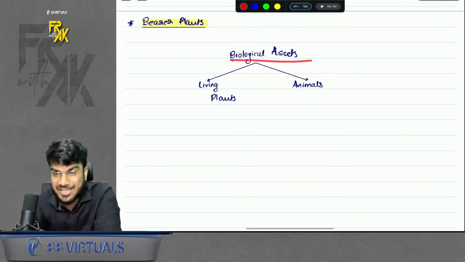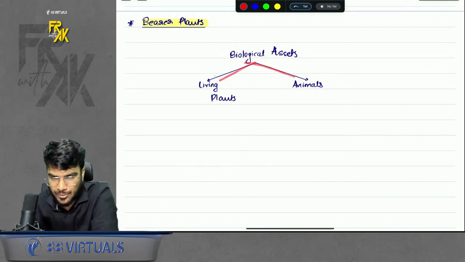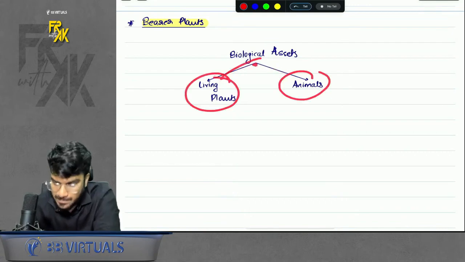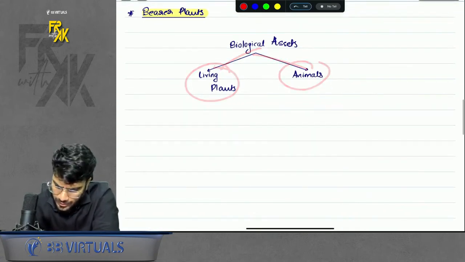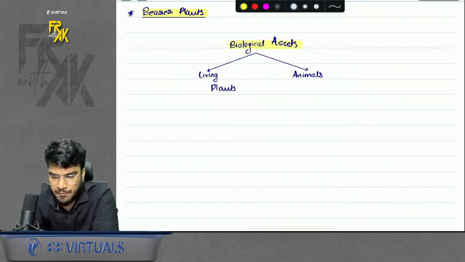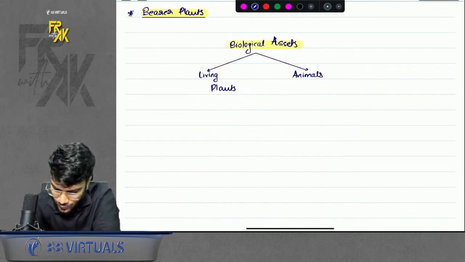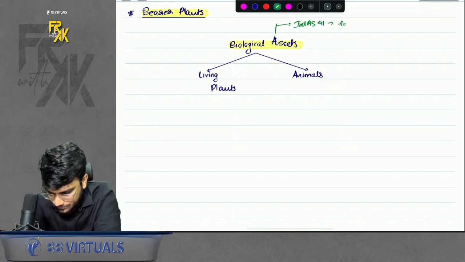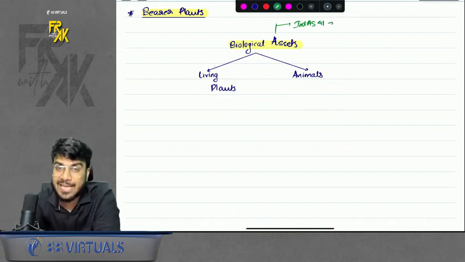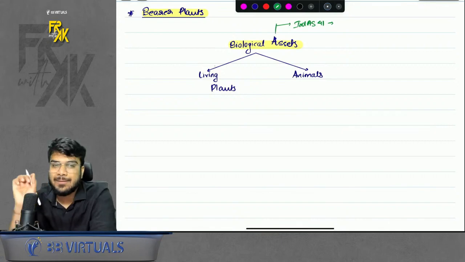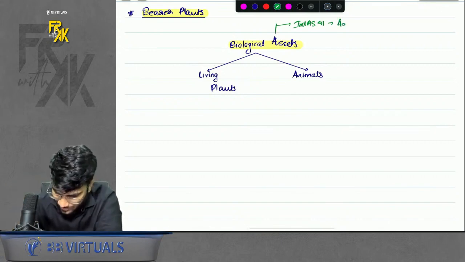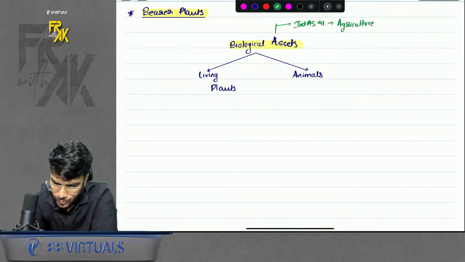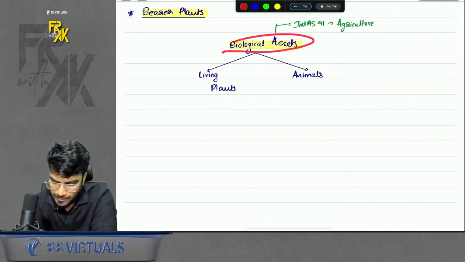So biological assets have two bifurcations: living plants and animals. If you have any living plants or animals, those are known as biological assets, right? Sir, where do we have the discussion of biological assets? It is covered under a different IND AS, that is known as IND AS 41. If you want to write it down, you can write it down. This is defined under IND AS 41, naming agriculture. Agriculture in Hindi is known as kheti badi.